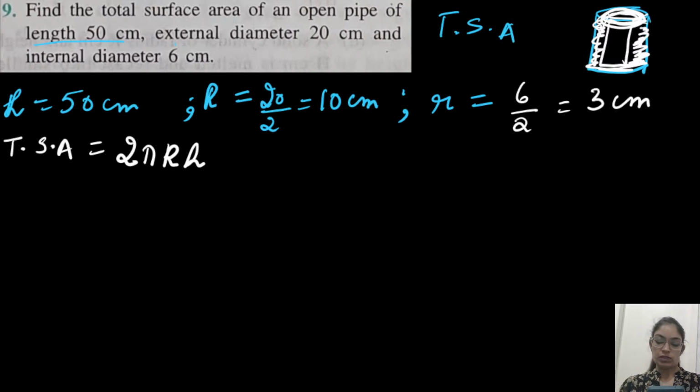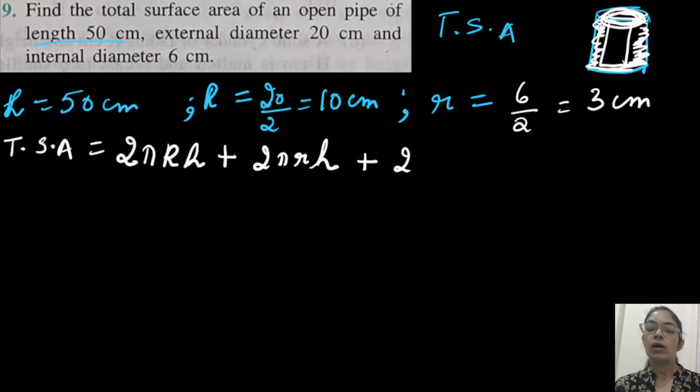Yes, so someone has given the formula. 2 pi capital R H means this is the external curved surface area. Then 2 pi small r H, small r is for the internal radius. This is for the internal. So total surface area means all the areas we are adding, whichever surfaces are there, their areas we are adding.